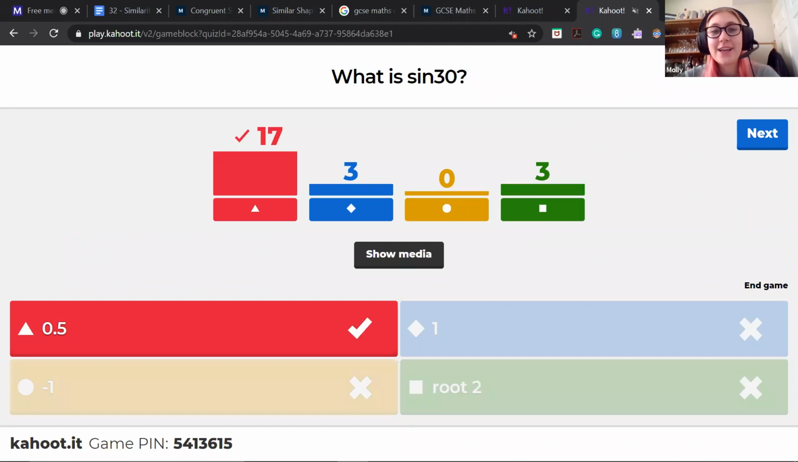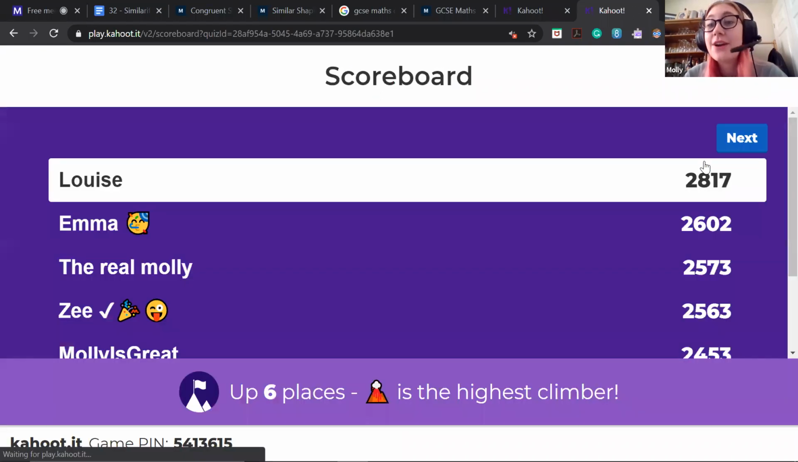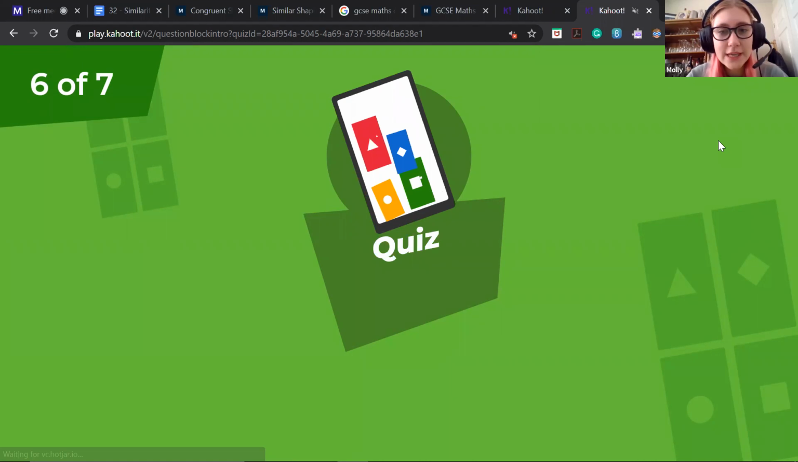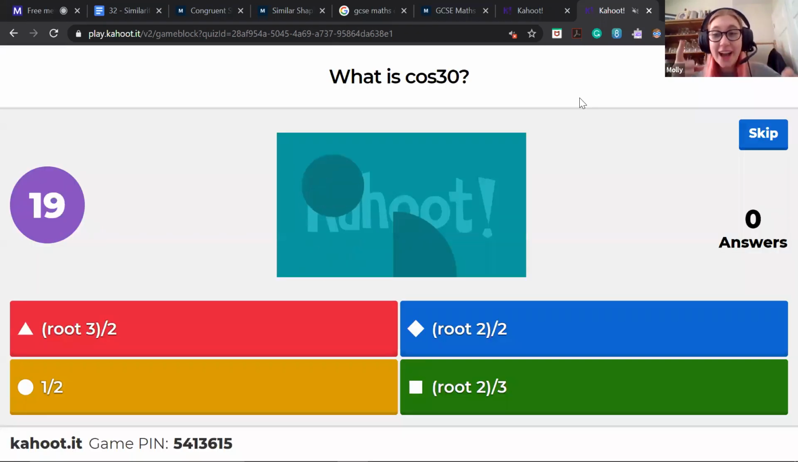Yeah, 0.5. Sine 30 is a half. That's everybody's favorite trig ratio. And by everybody, I mean probably nobody. Nobody probably has favorite trig ratios, but it's a very common one that comes up. Okay, so how about this? What's cos 30? And do not use your calculators.